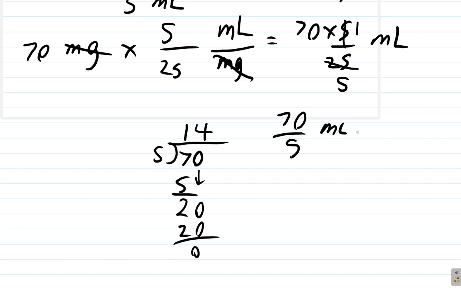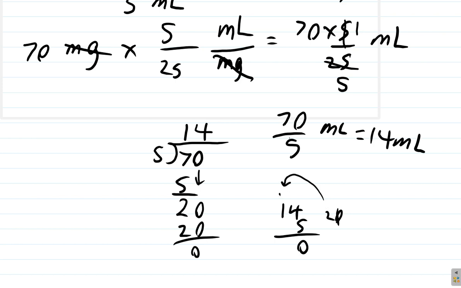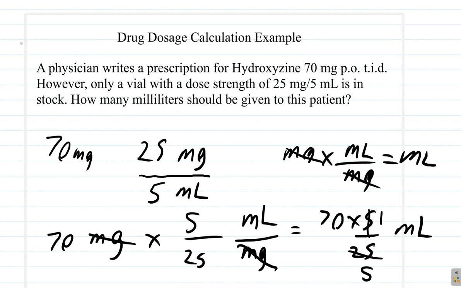So we have 14 milliliters. Alright? We can check our answer here. If we have 14 times 5, does it give us 70? 5 times 4 is 20. Bring down the 0, carry 2 up here. 5 times 1 is 5, plus 2 is 7. Yeah. So it is correct. You're going to have 14 milliliters. So the answer here is 14 milliliters. Right? Now, that's dimensional analysis.